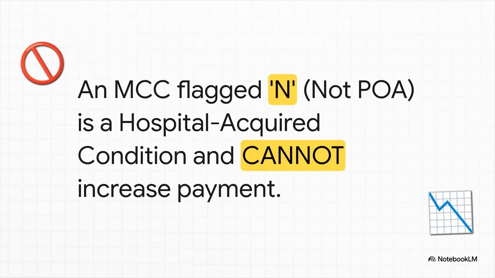So, if a patient comes in for a GI bleed and 3 days later develops a severe catheter-associated UTI, yes, that UTI is an MCC, but that N flag absolutely nullifies its ability to bump up the payment tier.